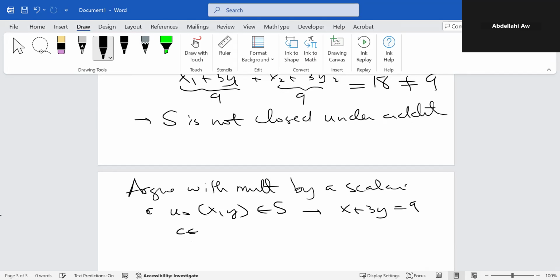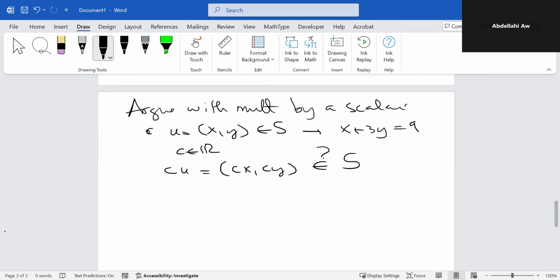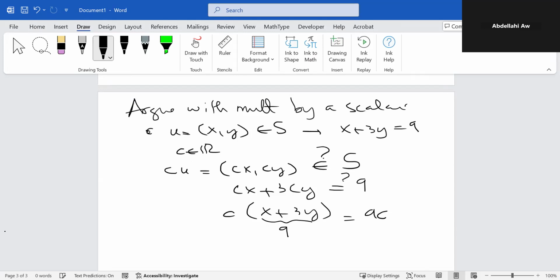And c is a real number. So cu will be (cx, cy). Is it an element of S or not? Again, we test that on the equation. So it's going to be cx plus 3cy. We wonder if this is equal to 9 or not. So it's going to be c times (x plus 3y). But this one is equal to 9, so we get 9c, you see? 9c is not equal to 9 for any c which is different from 1, right?